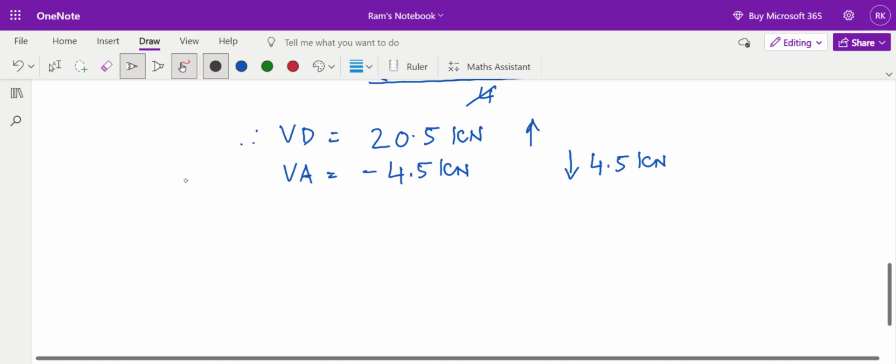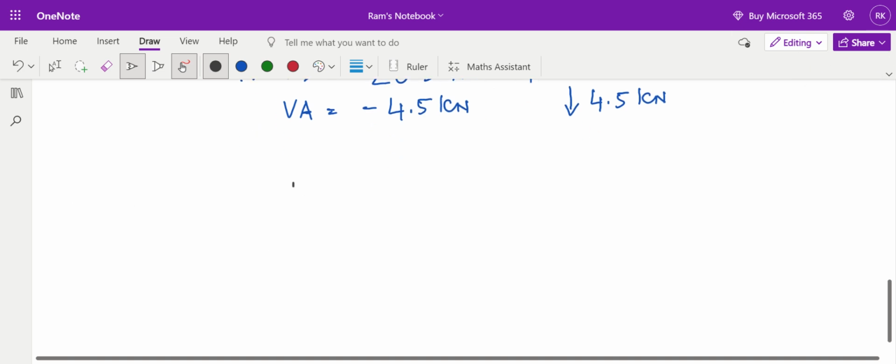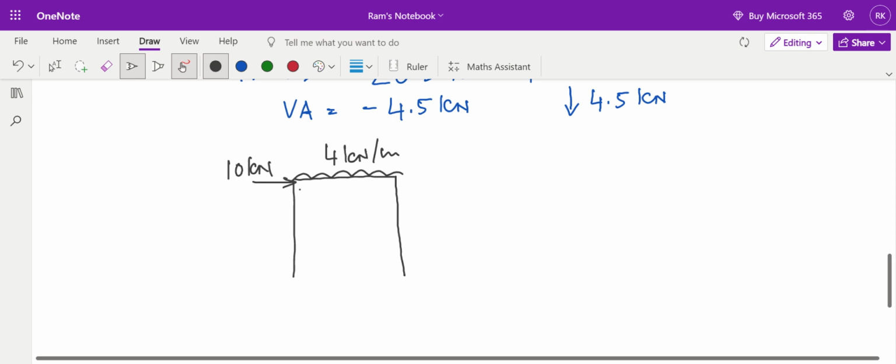I am again drawing the structure with the support reactions. My support reactions were like this. These are the applied forces, 4 kilonewton per meter, and this is 10 kilonewton. Simple values B, C, A and D. I got the reaction VA minus 4.5. Minus 4.5 means assumed direction was wrong. It should have been acting in the negative direction, that is minus 4.5. This means assumed direction was wrong.